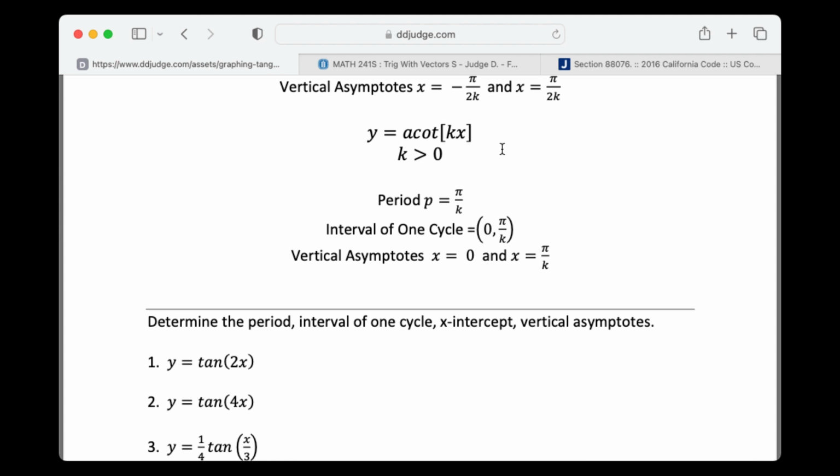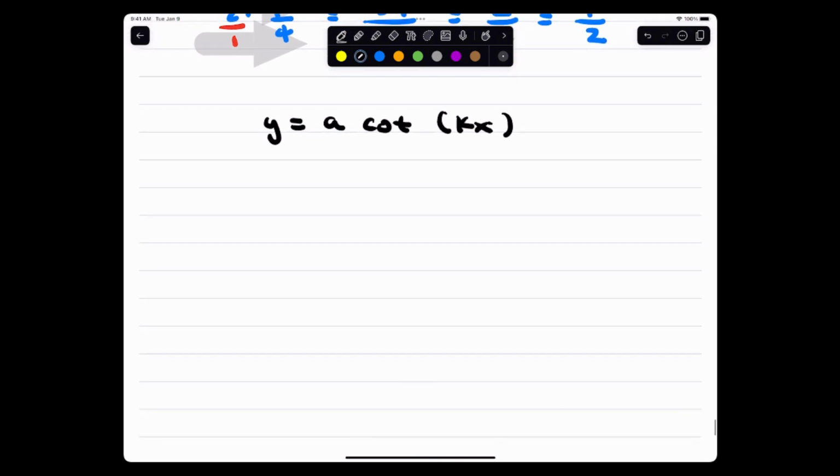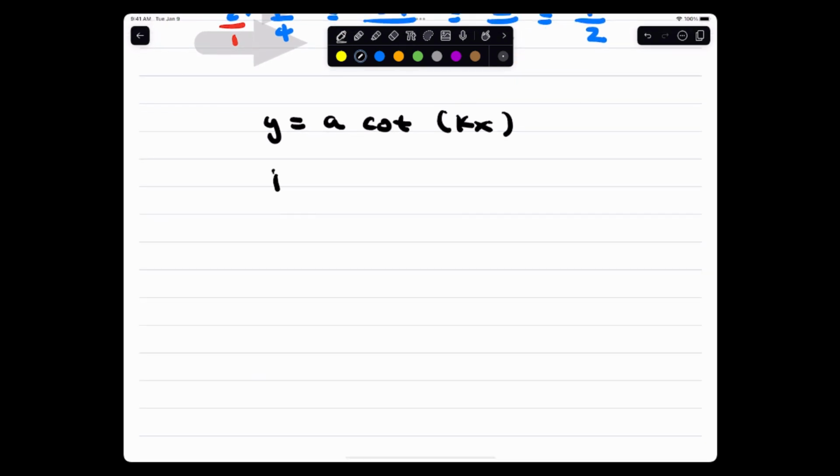But notice the difference now. The interval of one cycle is no longer negative pi over 2k, positive pi over 2k. It's 0 to pi over k. So let me write that down in our notes here, okay? So in our notes, we're also going to graph cotangent. The period, ladies and gentlemen, generally speaking, is pi over k still. But the interval of one cycle now is 0 to that period, which is pi over k.